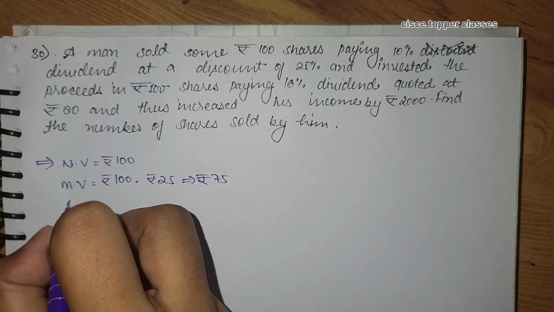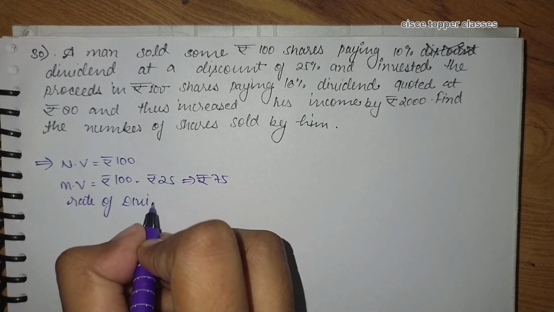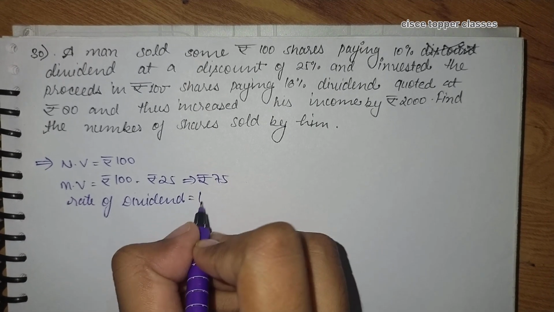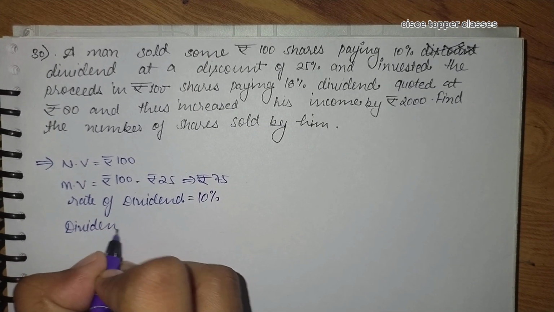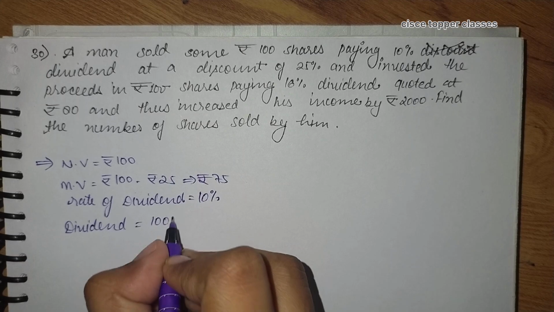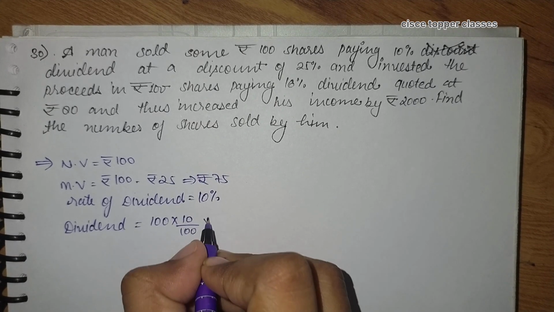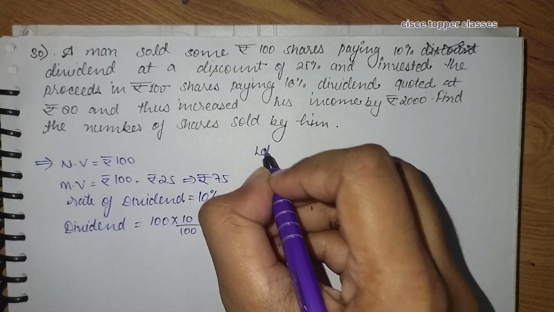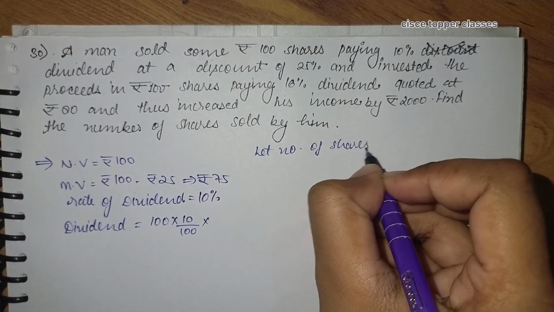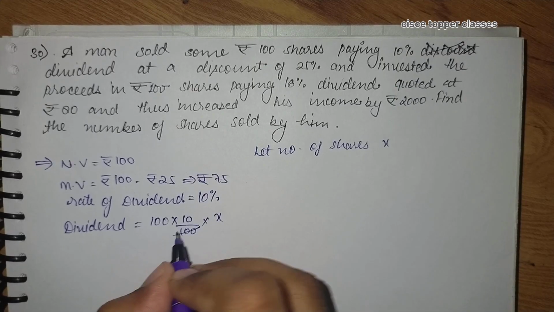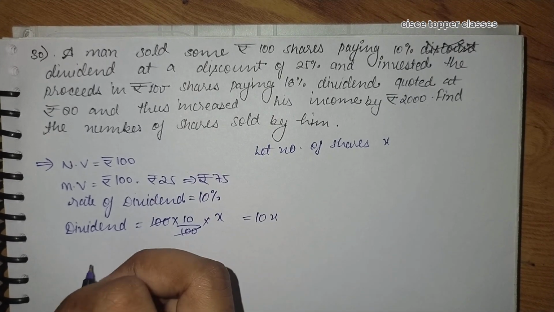And the rate of dividend is also given to us in the first case, that is 10%. So if you want to find the value of dividend here, that is 100 nominal value into the rate 10 by 100 into number of shares. We are letting the number of shares sold by the person be X. So this will be X. This will be cancelled out and here we will get the total income in the first case as 10X.